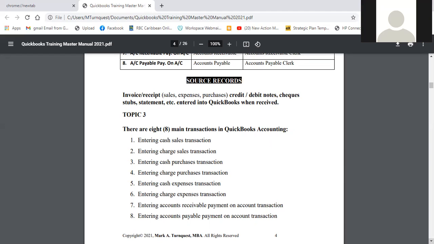So when we start entering information in QuickBooks, I will be giving you all electronic receipts to enter information in QuickBooks. Okay. I'll email that to you in conversations.